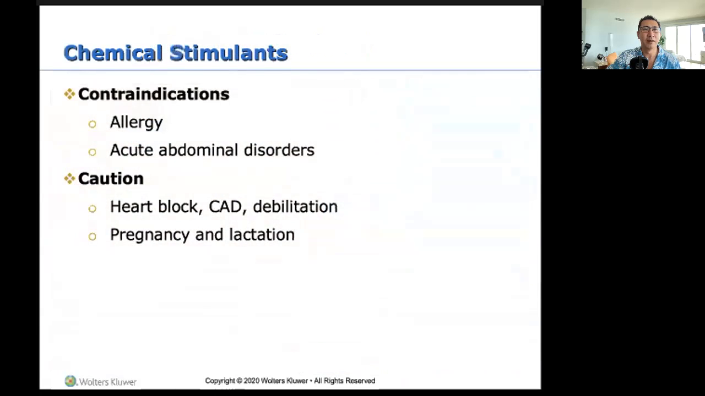Contraindications for this are heart blocks, acute abdominal disorders. This is a common theme. Remember this part. Not all the stimulants, I mean, all the laxatives and antidiarrheal medications, acute abdominal disorders is a contraindication for all of them. Because you're not going to give my patient a laxative if my stomach is not working. You're not going to give me an anti-diarrheal if my stomach is not working.